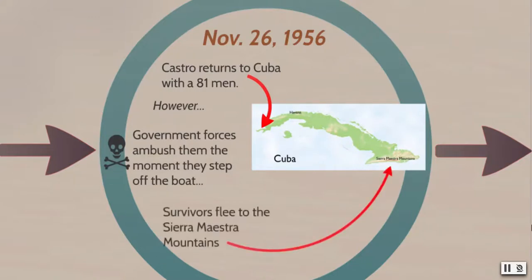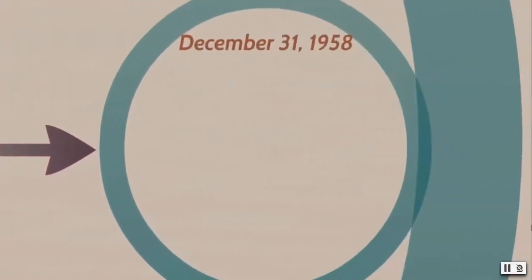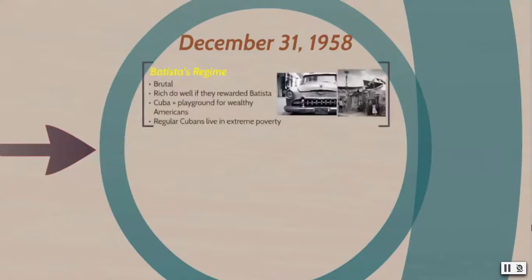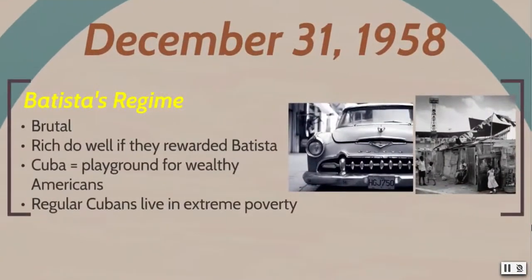They fled to the Sierra Maestra Mountains in the south, where they stayed in hiding for 2 years, building their army, developing their political ideas, as well as their strategy. December 31st, 1958 is probably a big event to remember. Before we look at this, we need to learn a little bit more about Batista's regime.